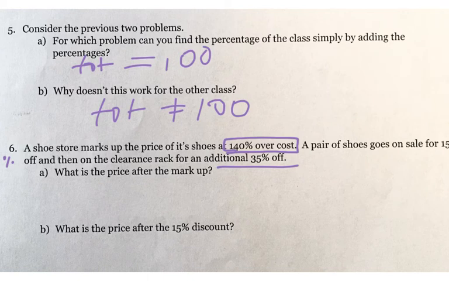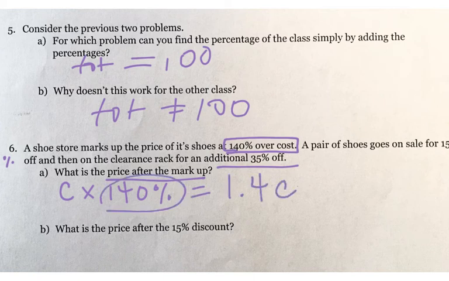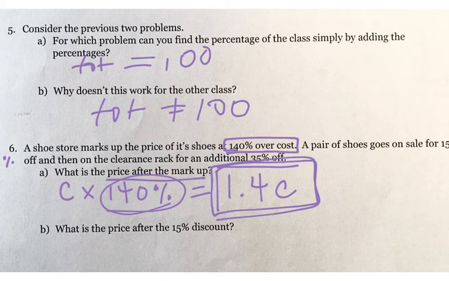Okay, so we have the cost of the shoes. We're going to call that C. And to find the price after the markup, we have to multiply that by 140%. And we can write that as 1.4 times C, because I can rewrite this as a decimal. So in general, without specific numbers, the price of the shoes after the markup will be 1.4 times the cost of the shoes that the store gets it for.